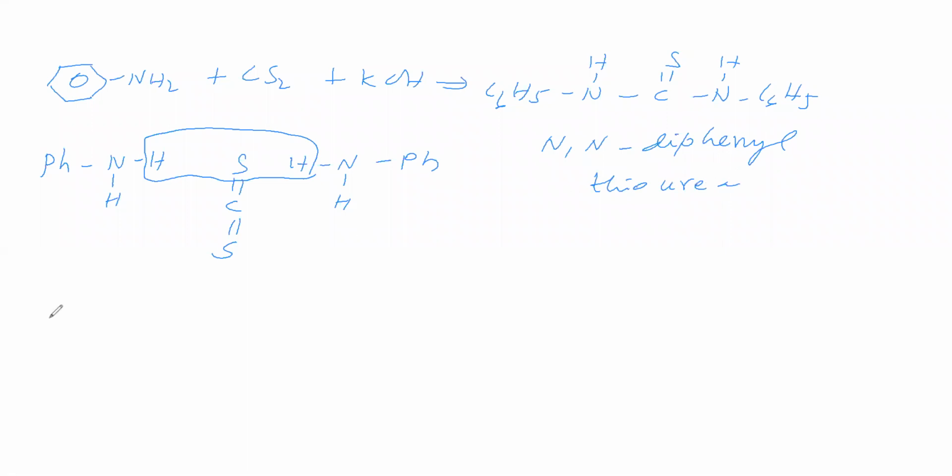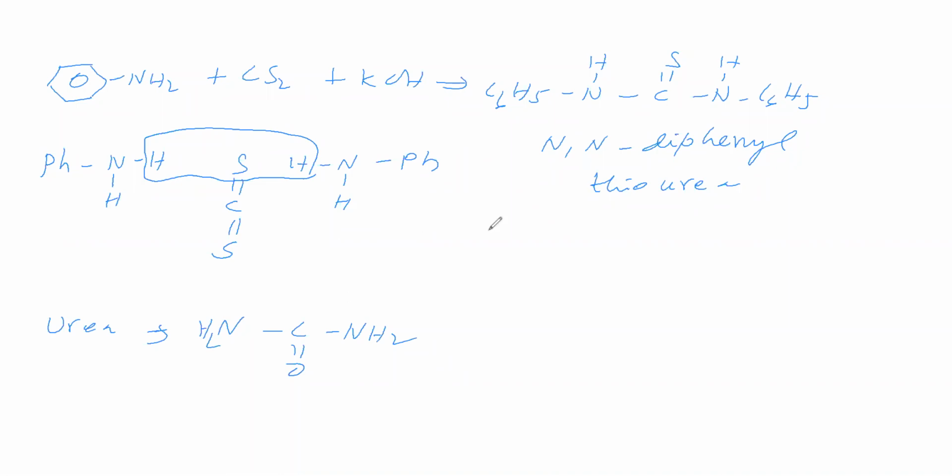Urea formula is NH2CONH2. Thiourea means in the place of oxygen, sulfur will be present. In the place of oxygen, sulfur is present. That is thiourea we are saying. So we got thiourea.